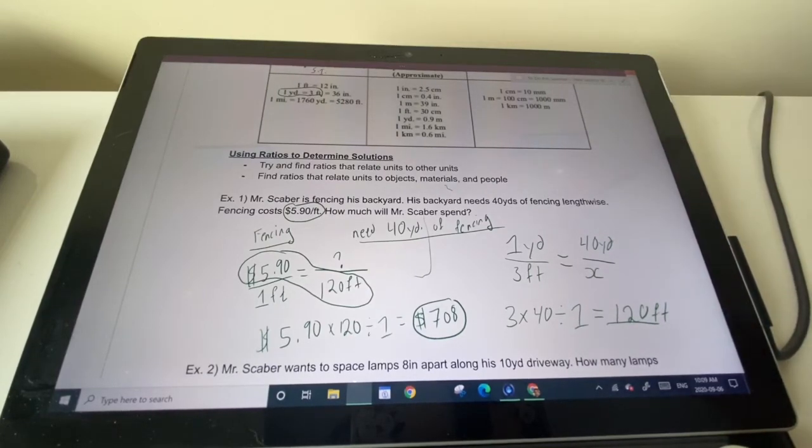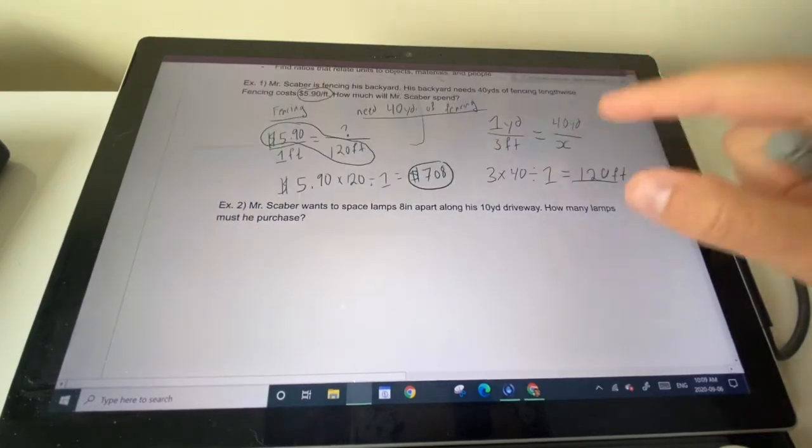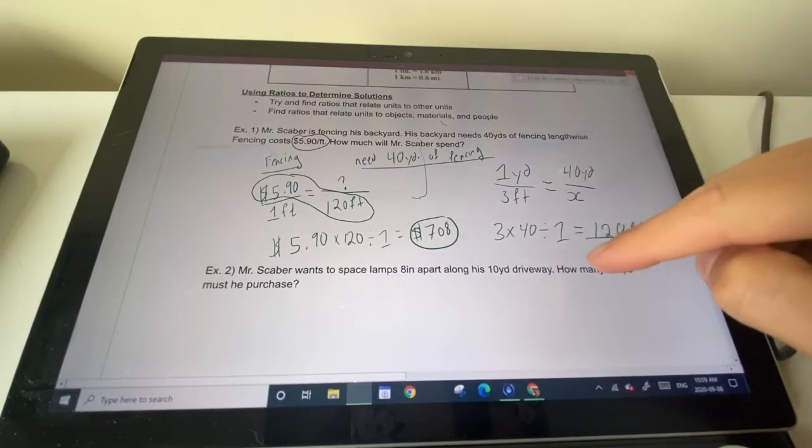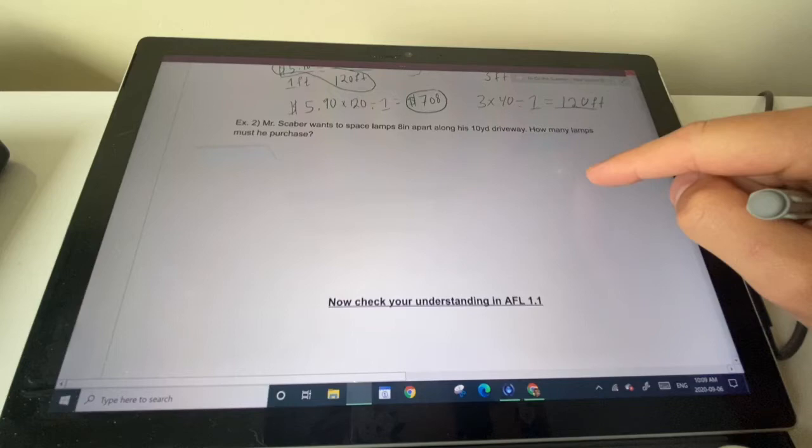So that's the biggest thing. Figure out what your ratios are and use those ratios to your advantage. So if you need to pause the video or rewind to watch this example again, please do so. But yeah, let's go on to example 2.